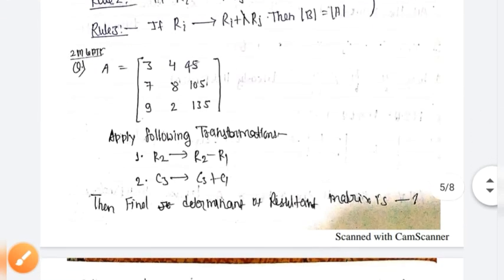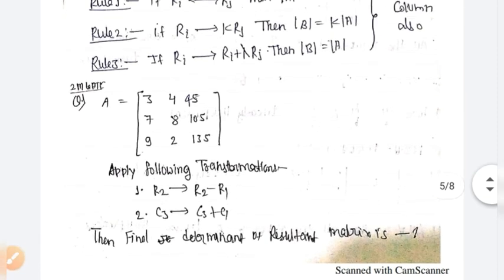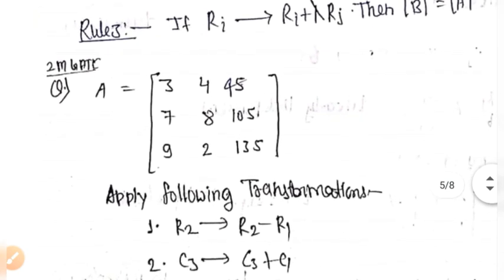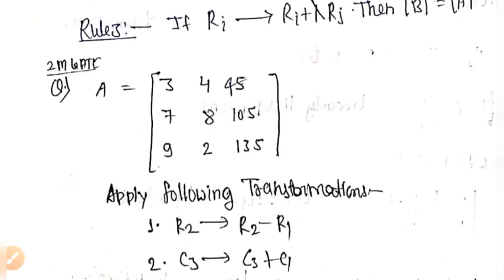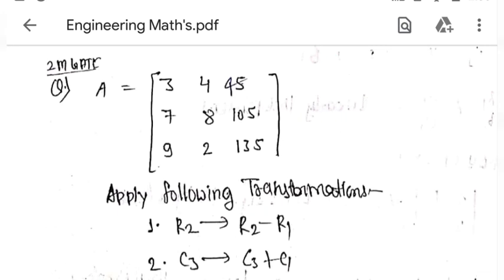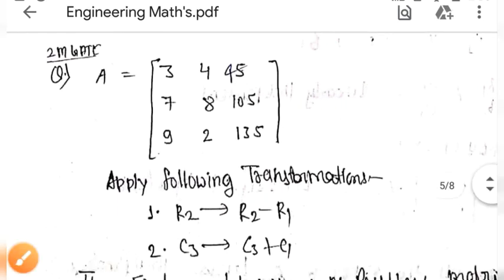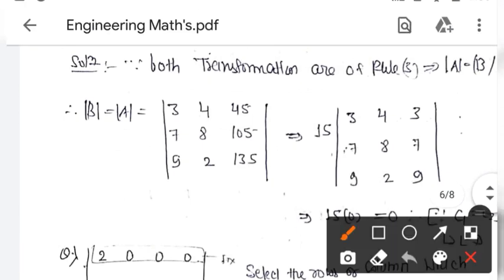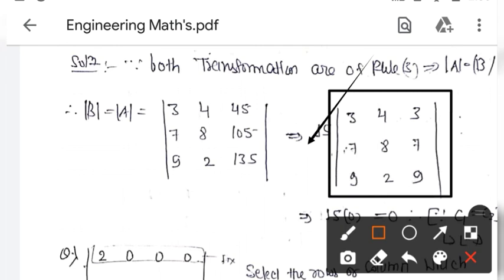Okay, so now a 2 marks question is given. Just look here, the matrix given is 3 4 45, 7 8 105, 9 2 135. The question itself is asking to apply the elementary transformation to this, or simply you just take 15 common. This will reduce to the simplest form, which will be 3 4 3, 7 8 7, 9 2 9.